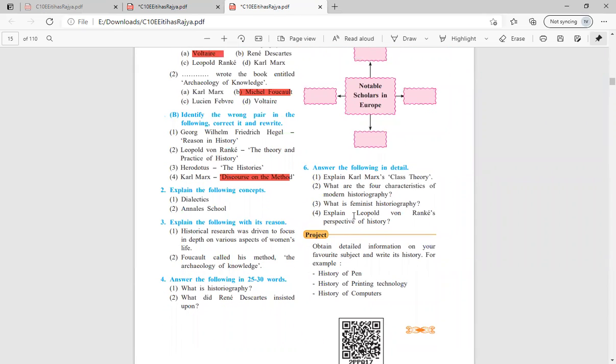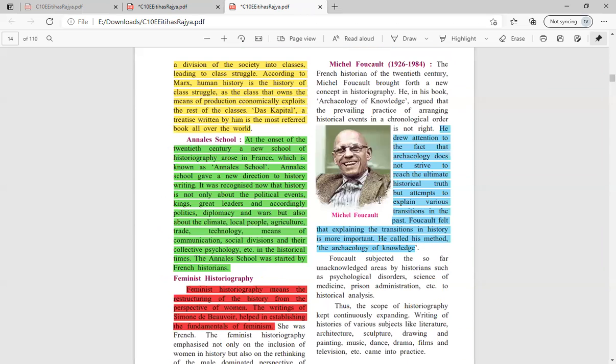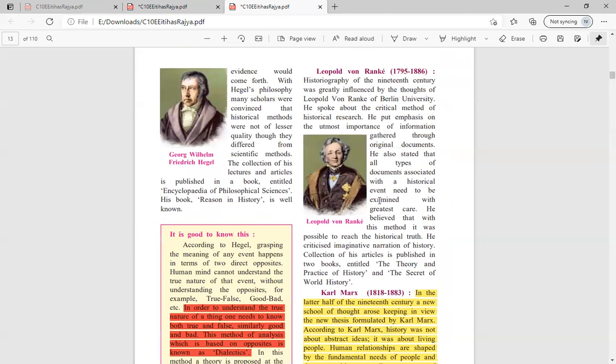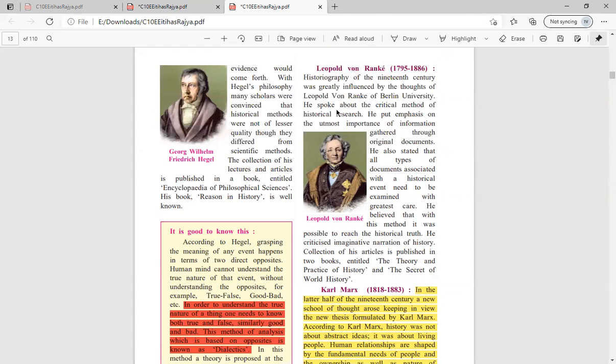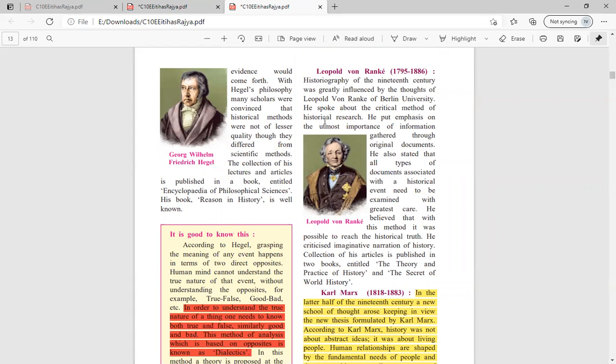Last one, explain Leopold von Ranke's perspective of history. What was his perspective? We'll go to page number 4. What was Leopold von Ranke's perspective regarding historiography? When you come on to page number 4, you will see Leopold's paragraph, all of it will come, because it explains completely that he was from Berlin University. He made sure, he said to follow the critical method when you are doing historic research.